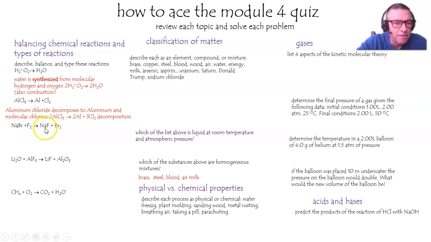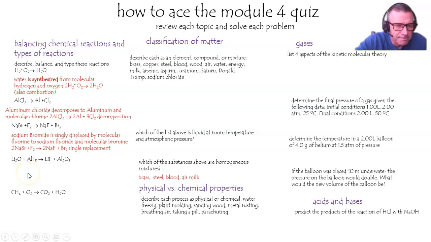NaBr plus F2 forms NaF and Br2. See if you can figure that one out. To describe it, I would say sodium bromide combines with fluorine in a single replacement reaction. AB plus C forms AC plus B. So sodium bromide plus molecular fluorine forms sodium fluoride plus molecular bromine. And balancing it out, we better double the fluorines and the bromines. So 2 to 1 to 2 to 1. Type of reaction, single replacement.